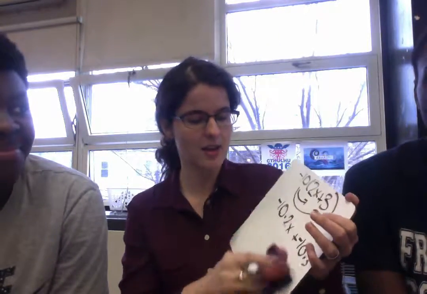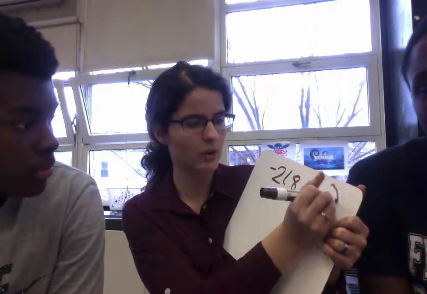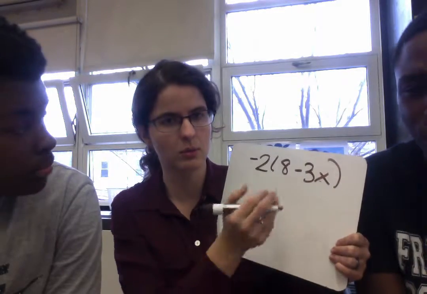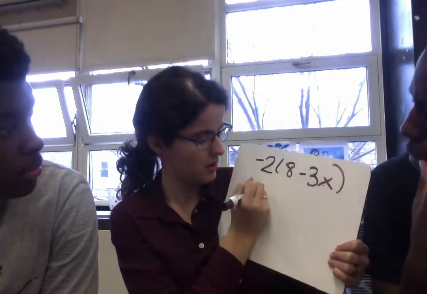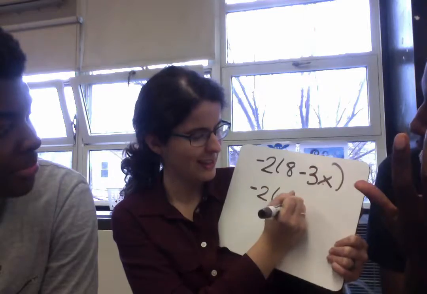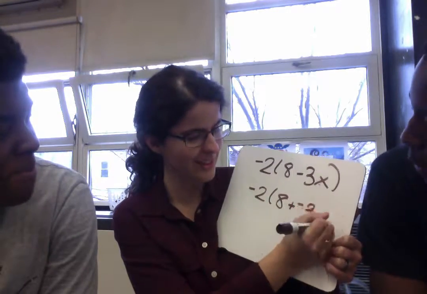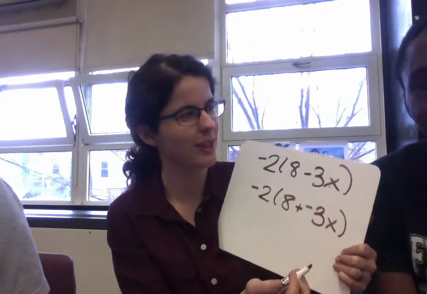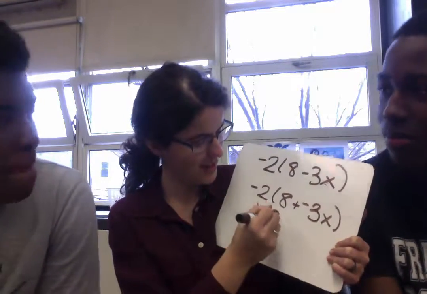And last one, similar ideas. If you have negative 2 times 8 minus 3x, how could you turn that into addition so that you can distribute through using the strategies you know? Says Josh, change the sign. Change the signs. Add the opposite. He knows because in 8th grade he was told to do that all the time.